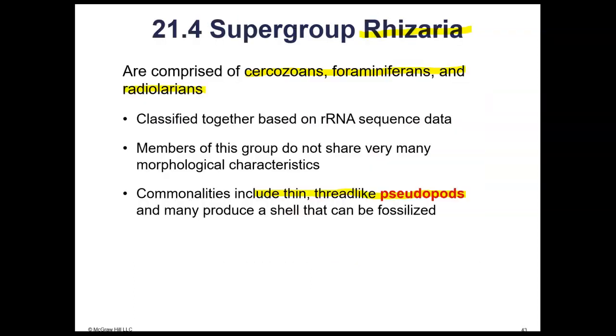Now we're going to move on to the supergroup that we didn't get to in class, the supergroup Rhizaria. Rhizaria have pseudopods, little thin thread-like pseudopods, which are really extensions. Pseudo means false and pod means feet. So they're like false legs or false feet, but they're thread-like extensions that help it to move. We're going to concentrate on the foraminiferae and the radiolarians.